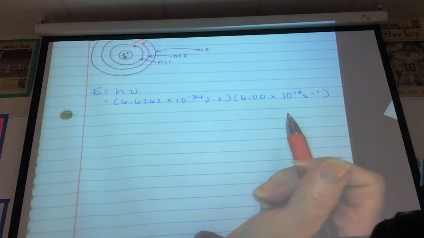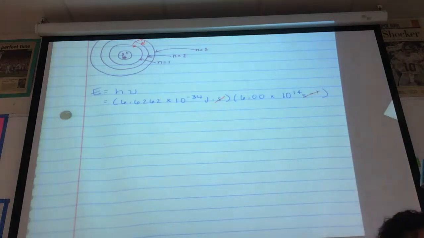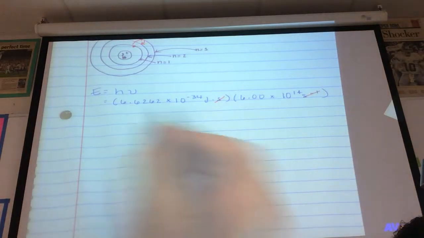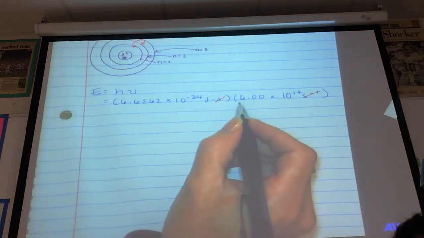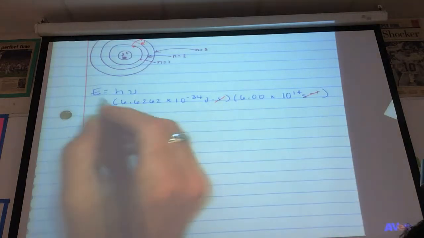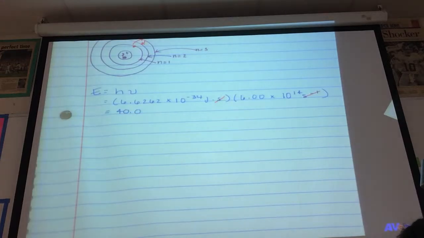This is the second AP example. So you can see the cancellation of seconds with seconds to the negative 1. That'd be S over S is 1. Now without a calculator, what is 6 times 6? 36. What's 7 times 6? 42. So we're about 40, right? Give or take, doesn't matter.